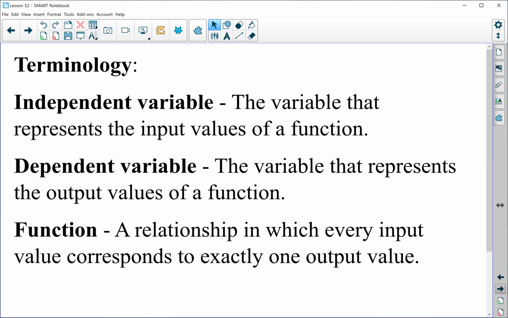A relation is a function where every input value corresponds to exactly one output value. I always like to think of vending machines when I think about functions. You put your money in, that's your input. You push the button for what you want, and that thing comes out, and it's only that thing. If you push the Mountain Dew button, you don't get a Diet Sprite. And then for the variables, independent is input. That's a pretty easy way to remember that. Dependent is output.